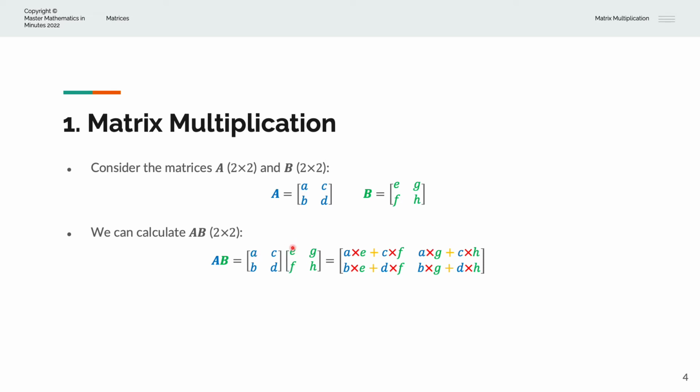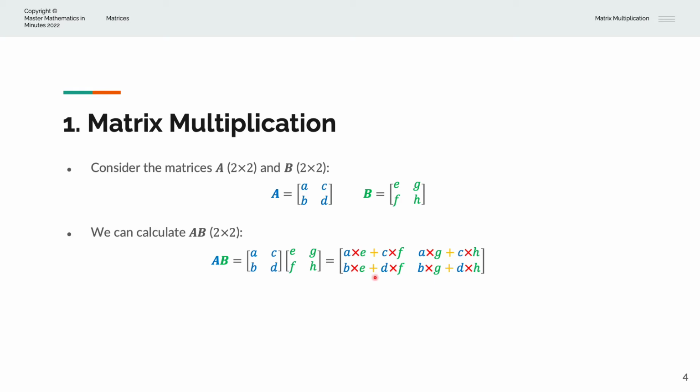So with A times E, and with C times F, step 2 is where we sum these two, giving the first entry of the combined matrix. So we'll have a look at the second entry. Once again, we'll multiply the row elements by the column elements. So with A times G, and with C times H, step 2 is where we sum these two together, and so we'll put a plus sign.